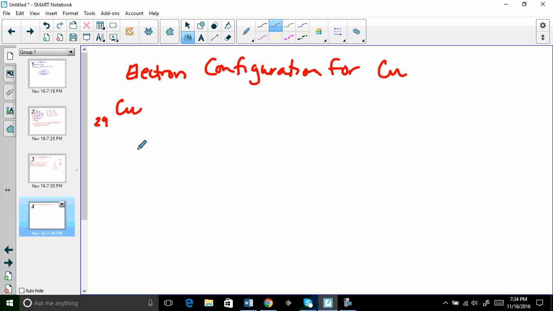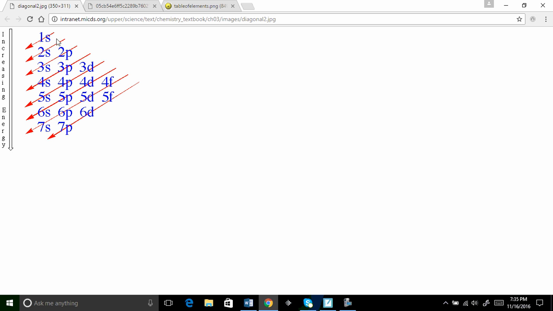Okay, which orbital fills first? I'm going to go a little bit faster and go back to the diagonal rule. 1s fills first. S orbitals hold 2 electrons.